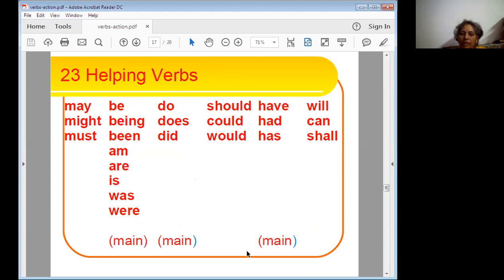Here the list of helping verbs is available. Check it. May, might, must. Be, being, been, am, are, is, was, were. Do, does, did. Should, could, have, had, has. Will, can, shall. All these are the helping verbs for the main verbs.